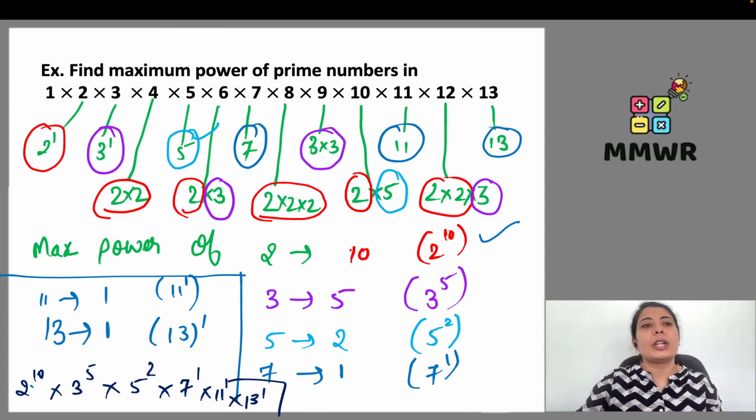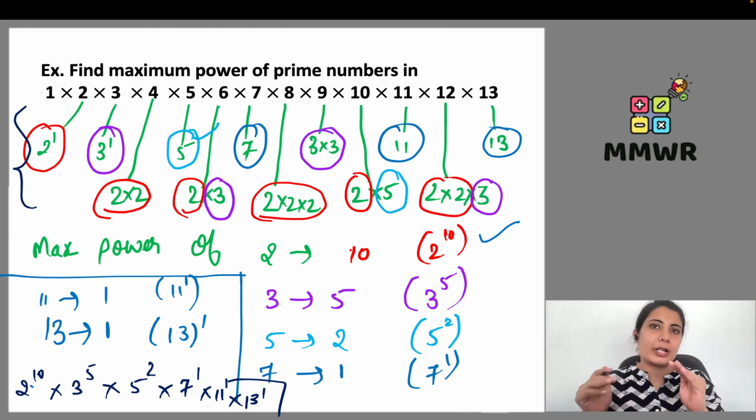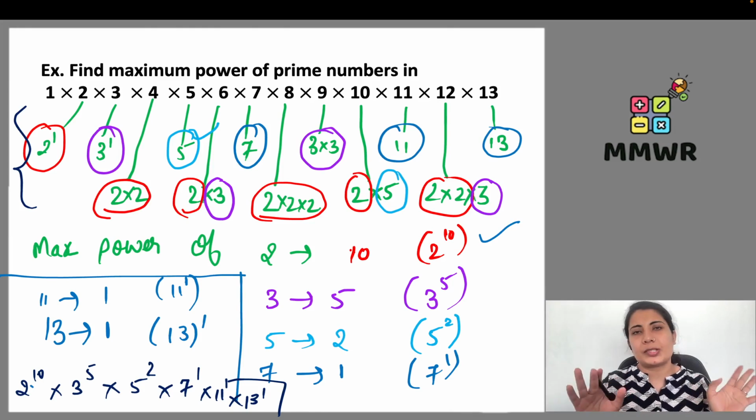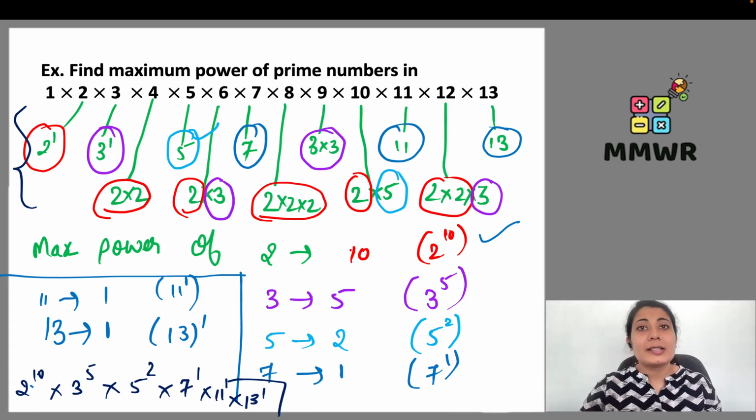But this method is also not that convenient, that we keep factorizing numbers one by one. Do it for 12, for 10, for 7, for 8, whatsoever numbers we have. What about when the question comes 1 multiply 2 multiply 3 multiply 4 multiply till 999? It's not practically possible for each and every number.